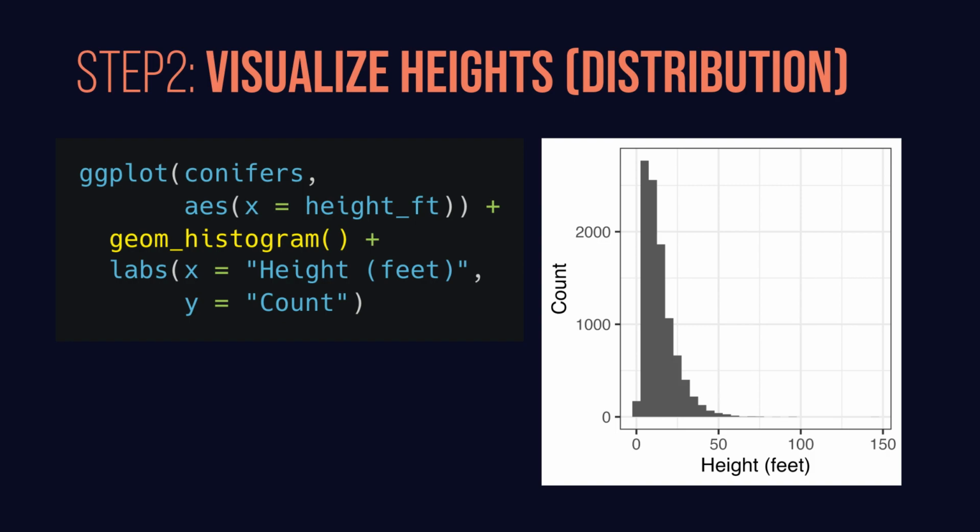We see that the median height is around 10 feet. We can also see that there are very few trees with heights greater than 25 feet. Because the histogram is tailing towards the right, we can say that the height data is right skewed.